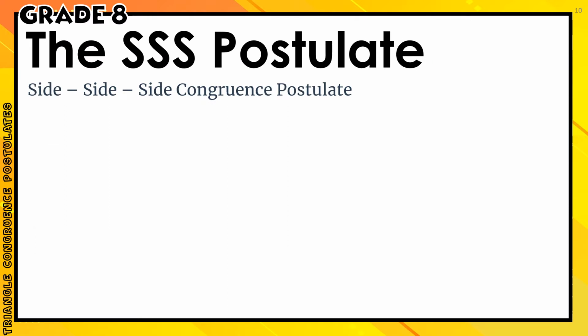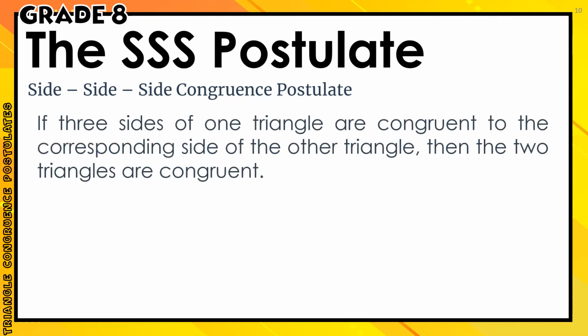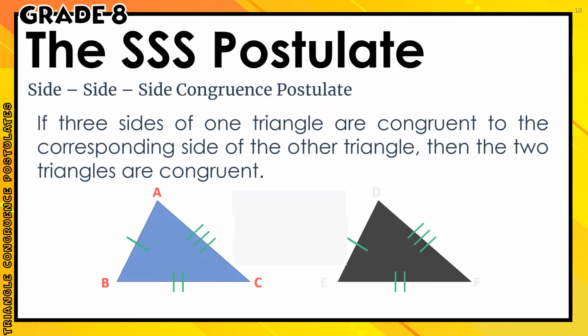So let's have here the SSS postulate, or the side, side, side congruence postulate, that states that if three sides of one triangle are congruent to the corresponding sides of the other triangle, then the two triangles are congruent. Meaning to say, just like this figure, may markings tayo sa gilid o sa sides ng bawat triangle, a single line, double line, and triple line with our two congruent triangles.